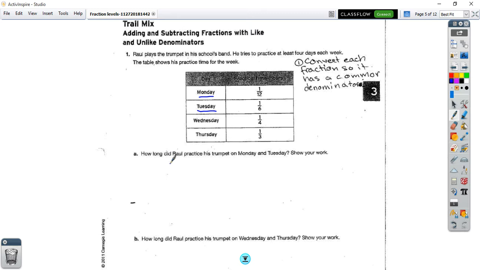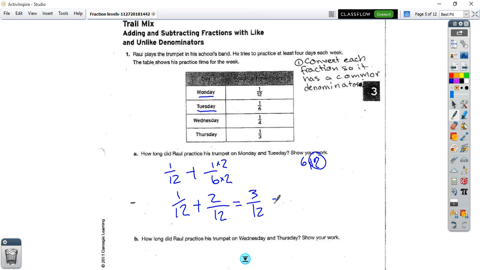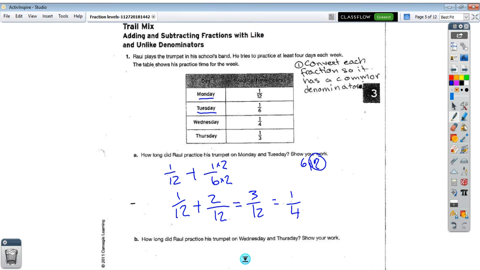And in total, I'm going to take 1/12 plus 1/6. This can simplify. I have 6, 12. So my common denominator is 12. So I do 6 times 2 is 12. So I get 1/12 plus 1 times 2 is 2. 6 times 2 is 12. 1/12 plus 2/12 is equal to 3/12, which is also, if you simplify it, equal to 1/4, because 3 divided by 3 is 1, and 12 divided by 3 is 4.